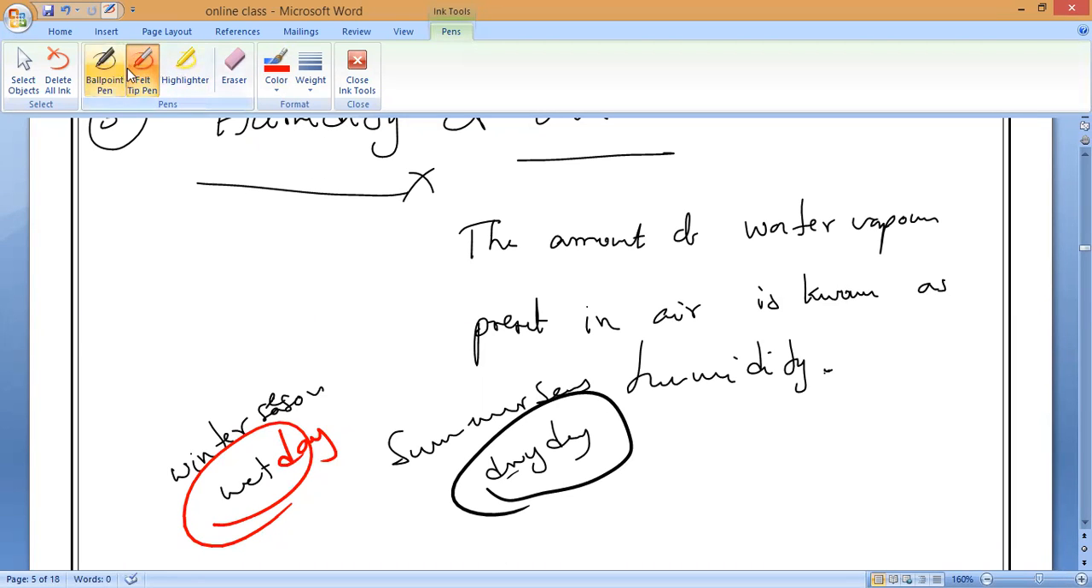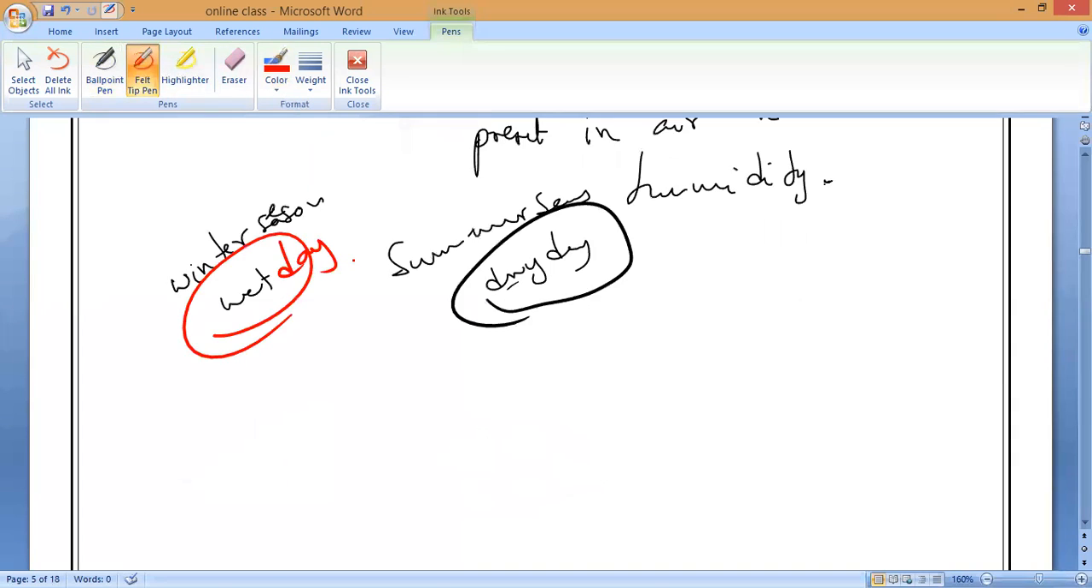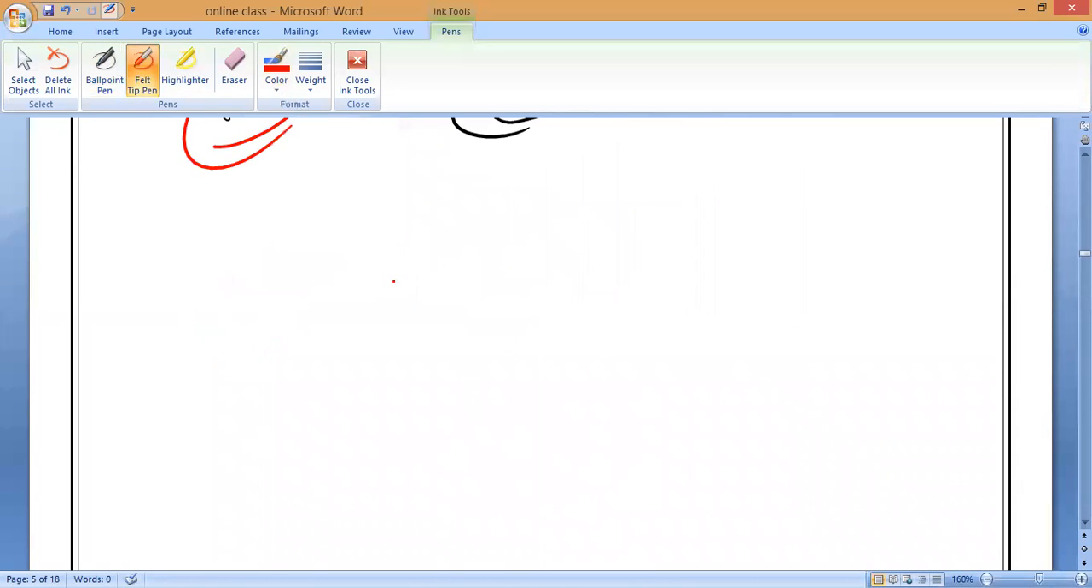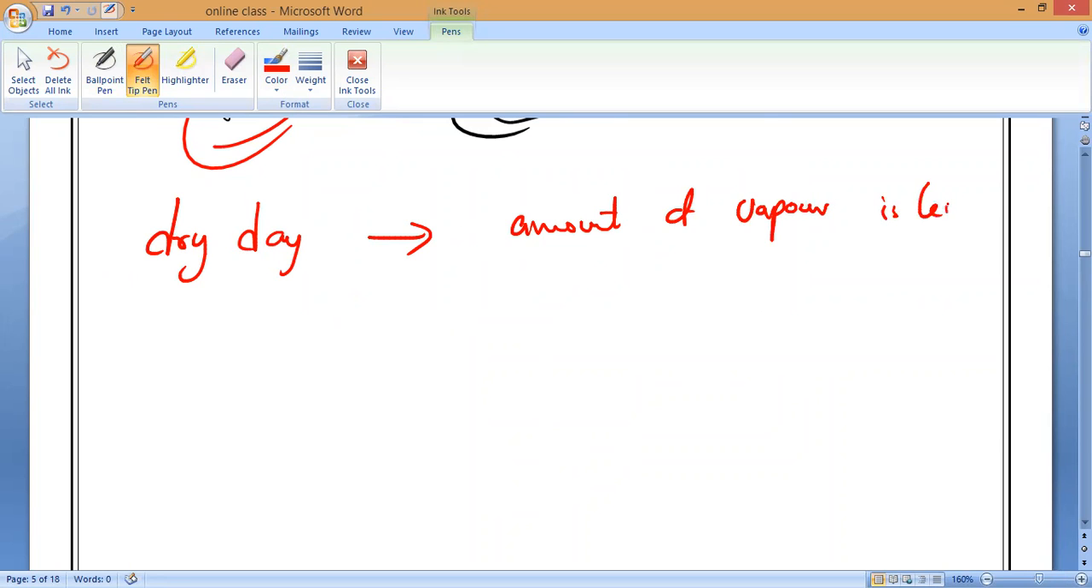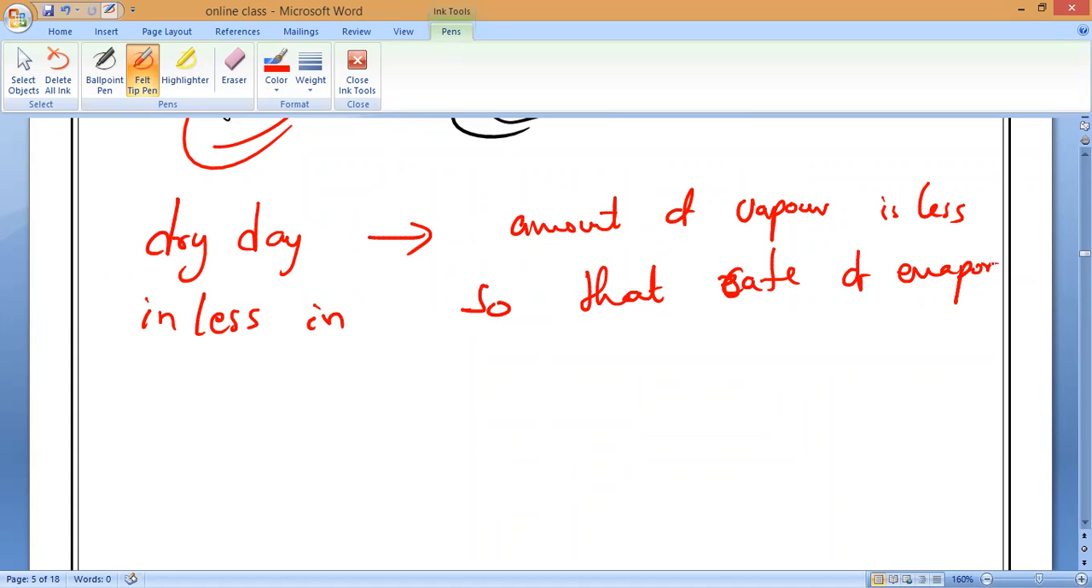So what is the reason behind the dry day? Why will they dry much faster? Because humidity is less. On a dry day, the amount of water vapor in the air is less. So the rate of evaporation is much faster than on a wet day. Do you understand, everybody?